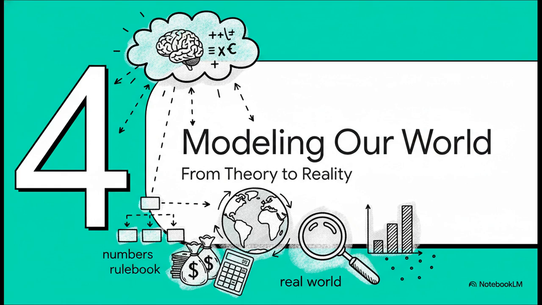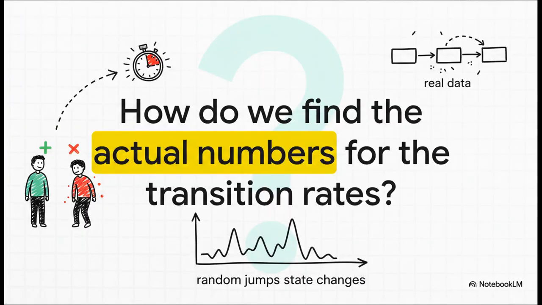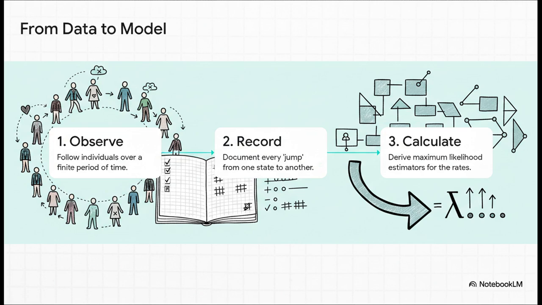This all sounds great on a whiteboard, but where do these numbers, these speed limits in our rulebook, actually come from? How do we connect all this theory to reality? I mean, that's the million-dollar question, right? A model is just a fantasy without real data. So how do you actually figure out the number for something like a healthy person getting sick? Well, it's actually a pretty logical three-step process.